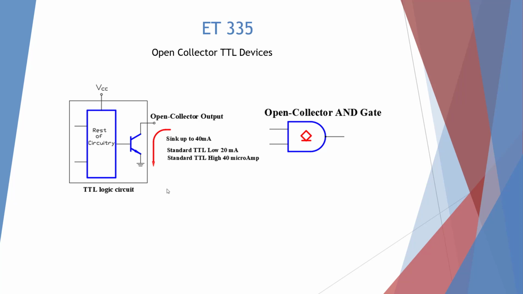So this circuit is used for driving higher current devices like a lamp or relay. And when you see an open collector gate, they're going to have this symbol on it. That shows the open collector device.